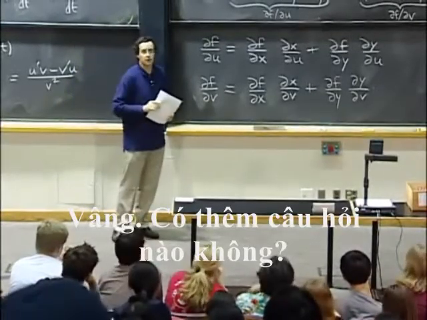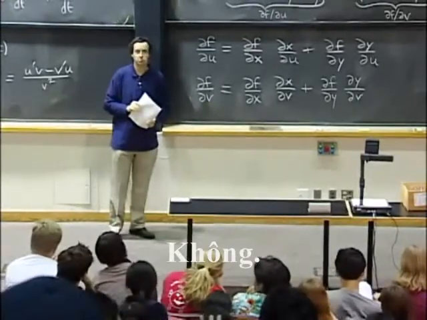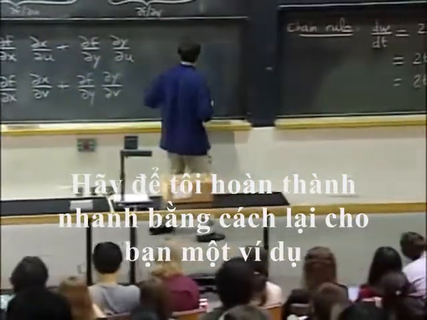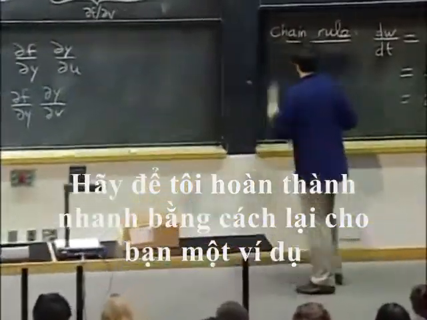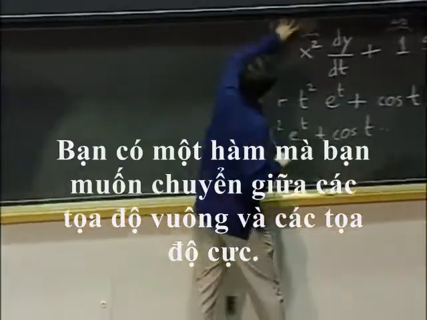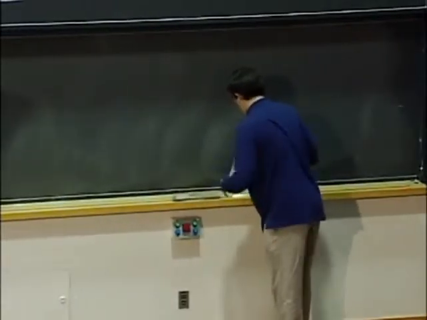Okay. Any more questions? No? Okay, so let me just finish very quickly by telling you again one example where concretely you might want to do this: you have a function that you want to switch between rectangular and polar coordinates.